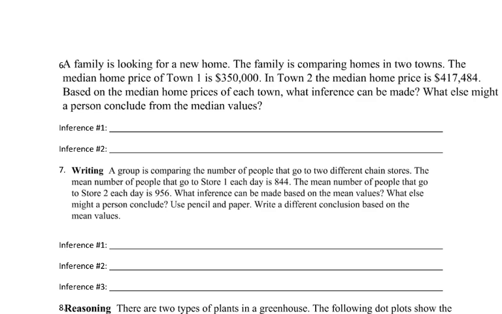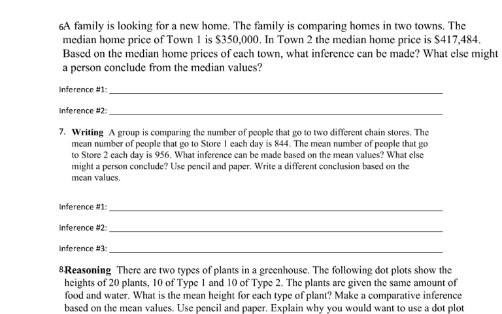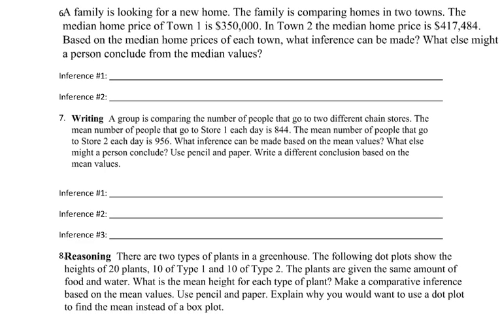A family is looking for a new home, and the family is comparing homes in two towns. The median home price of town 1 is $350,000. In town 2, the median home price is $417,484. Based on the median home prices of each town, what inference can be made and what else might a person conclude from the median values?